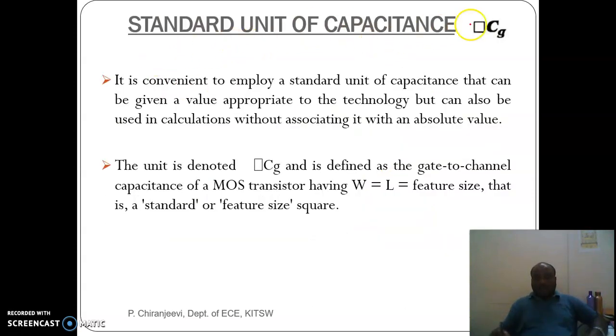And capacitance, we have discussed the standard unit of capacitance also, that is a capacitance for a feature size W equal to L, that is for a standard square. This we have discussed in our previous topic.